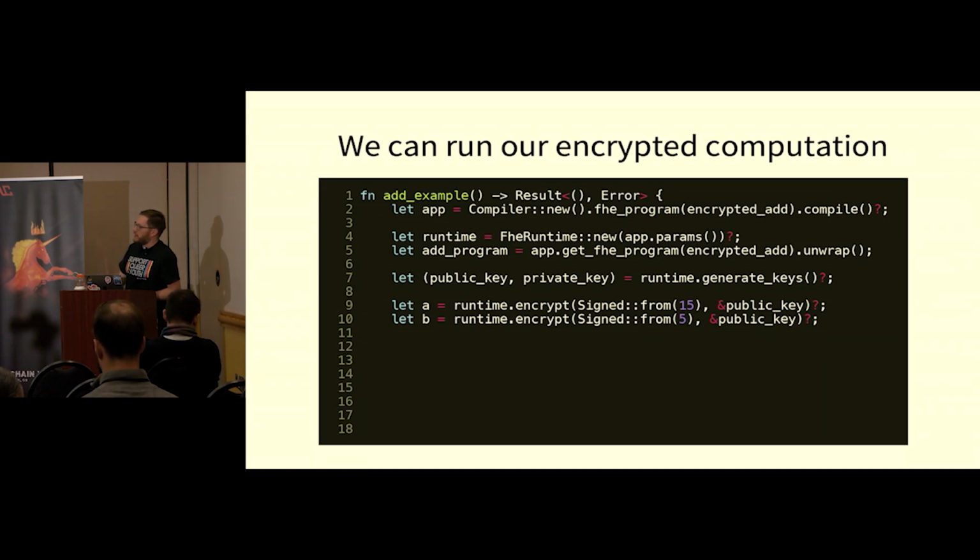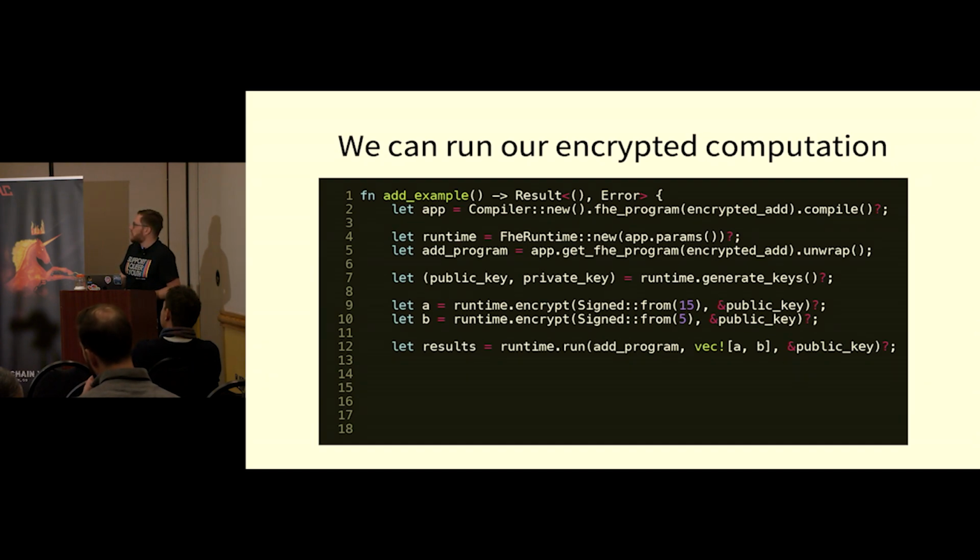Then you can generate keys, and this is very similar to any asymmetric key encryption system. And then you can encrypt data. Here we're taking 15 and 5 and encrypting them under our public key. Then we run the program that we had before, that add program, with inputs. Here you can see the inputs are specified as a vector, and they're converted into an FHE input type.